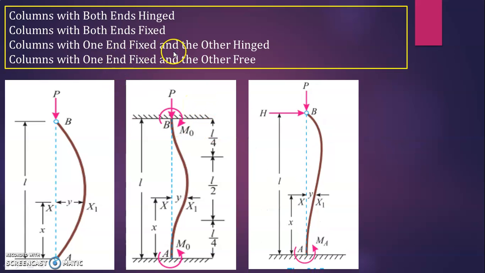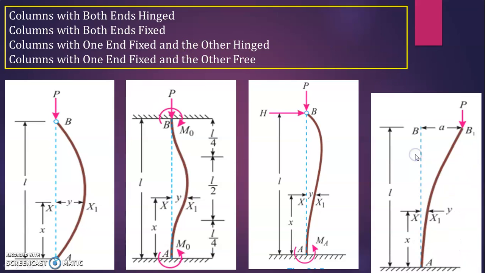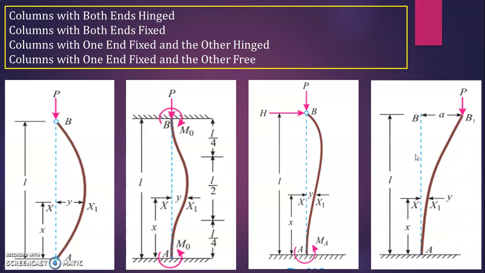Suppose one end is fixed and the other end is hinged. You can see here this end is fixed and this end is hinged. Because of this fixity there is no bending till here, and then it starts bending. That is the case of one end fixed and the other end hinged. And the last condition is one end fixed and the other end free. Fixed means till here it moves like this, then it bends. So these are all the 4 end conditions of the column.